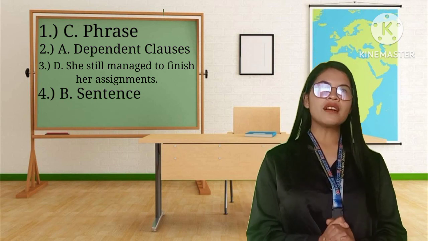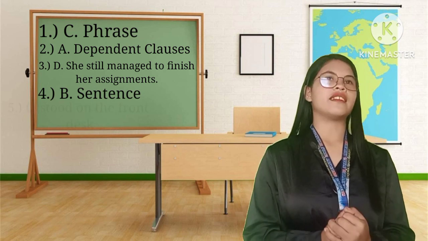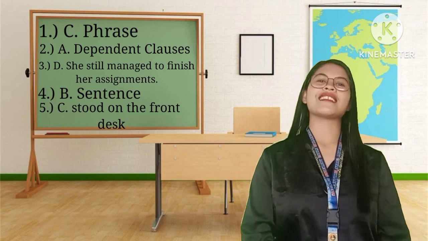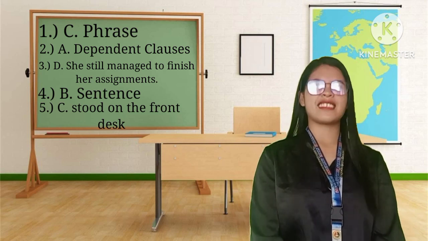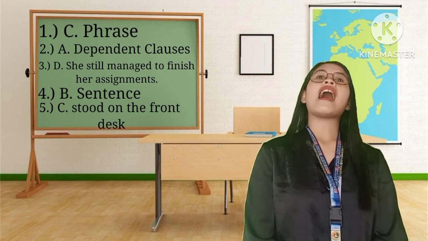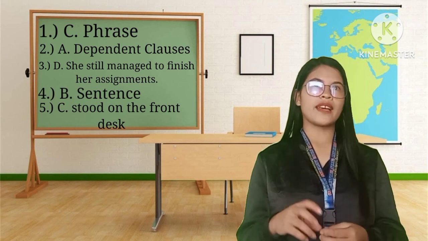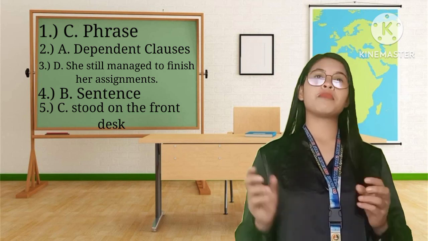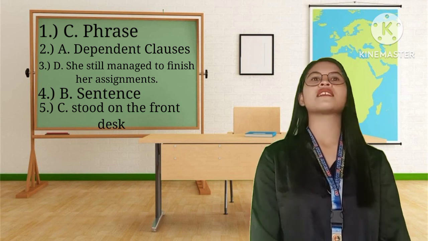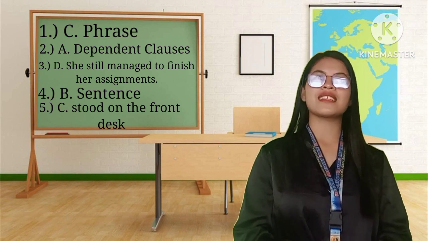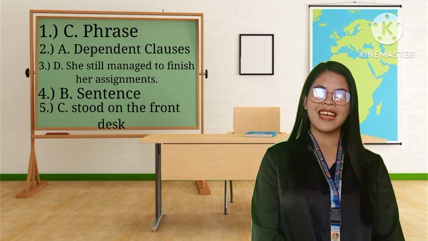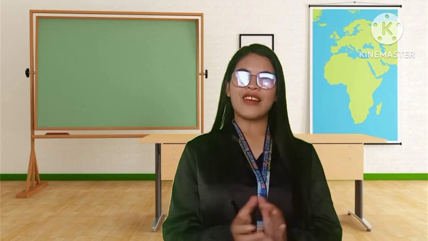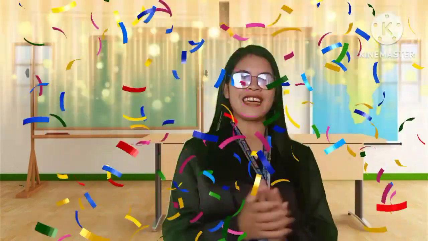Now for our last number, if your answer is letter C, stood on the front desk, then you're right. That's correct. Yes, I repeated it twice a while ago. I'm looking for the complete predicate. And the complete predicate of the sentence I have given is stood on the front desk. So that's letter C. Who got a perfect score? Wow, very good. There are a lot actually. Very good, guys.